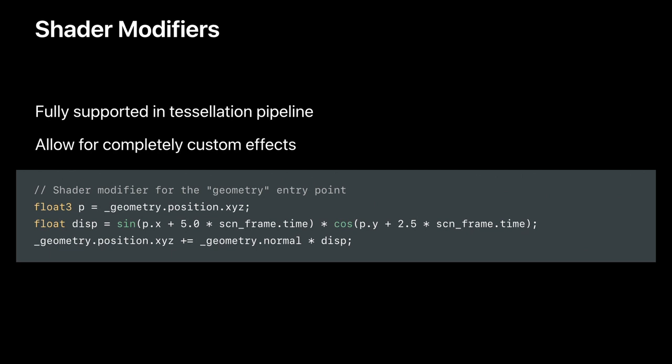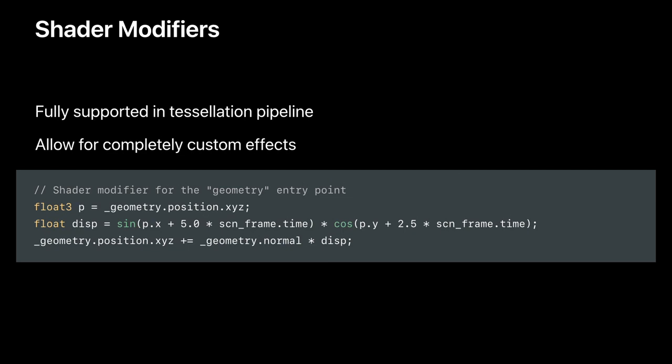So first of all, let me remind you of shader modifiers. Shader modifiers are completely supported with the new tessellation pipeline, and with a few lines of code, you can create really custom effects. So for instance, if you have an application and there's water and you want to simulate an ocean with waves, or really any idea and effect of your own, shader modifiers are the right tool. They are really powerful for that.